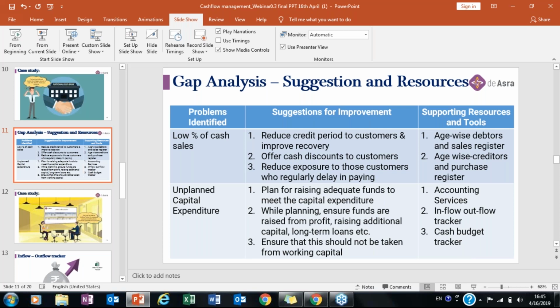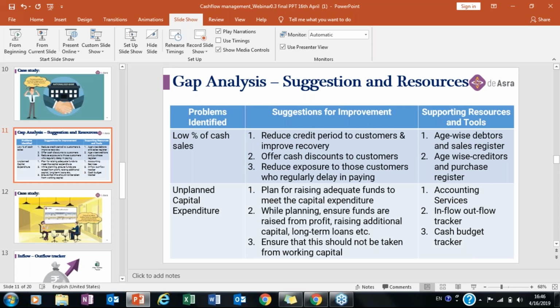While planning, ensure funds are raised from profits, raising additional capital, long-term loans, etc. So while planning, you need to ensure that the funds are raised from profits or by raising additional capital or long-term loans. You can apply for bank loans, etc. Ensure that this should not be taken from working capital.